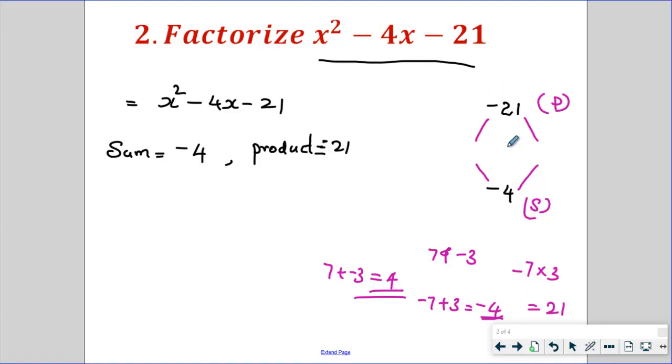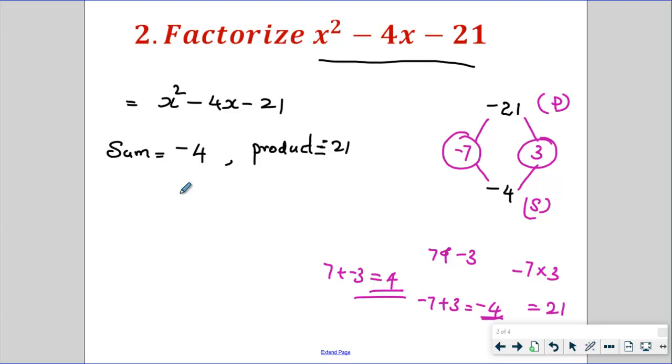So here minus 21, the product is negative, sum is also negative. So one number should be negative, and since the sum is negative, the bigger number is negative. So here you can say minus 7, and the smaller number is positive, that is minus 7 and plus 3. If you multiply 7 and 3, the answer is minus 21. If you add, you have to subtract: 7 minus 3 is 4, and the sign of the bigger number is minus, so we write minus 4.